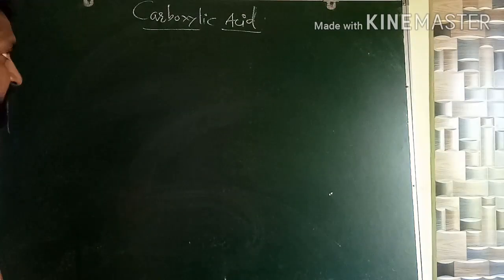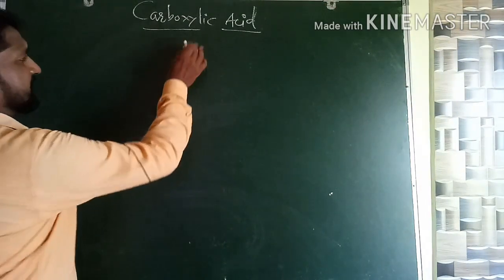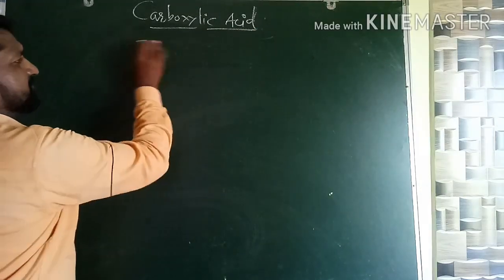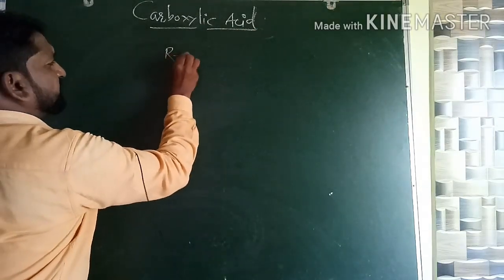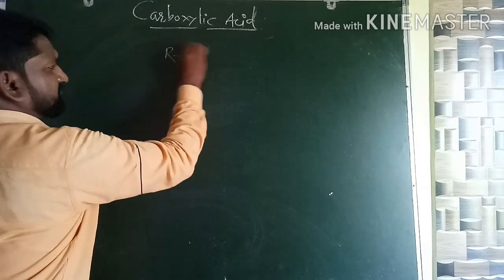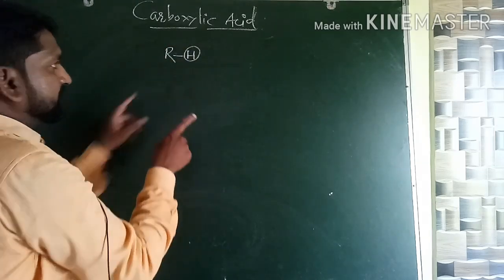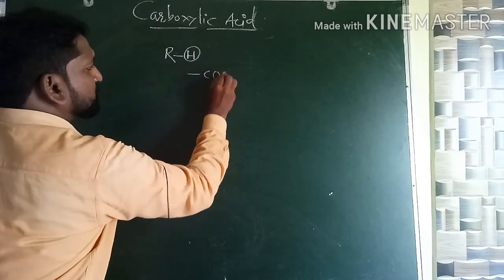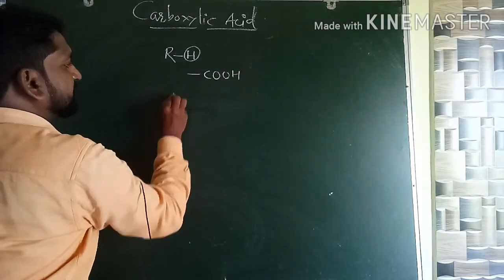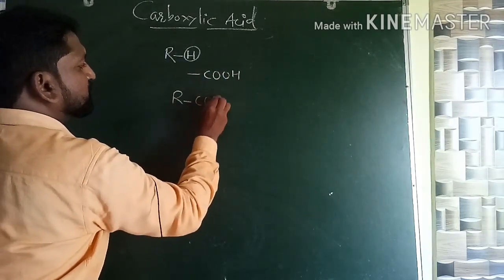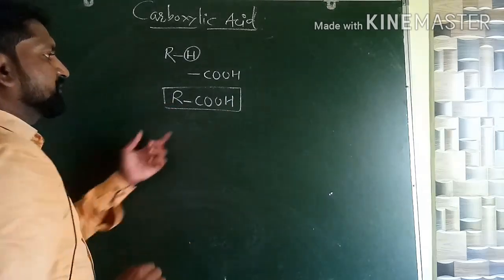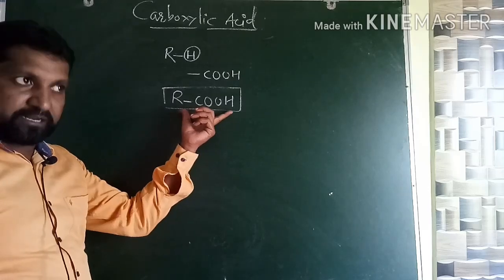Listen here carefully, everybody. Carboxylic acids are formed when we replace a hydrogen atom from the alkane with a dash COOH group. It will become like this, RCOOH. Such a type of structure is nothing but the structure of carboxylic acid, monocarboxylic acid.